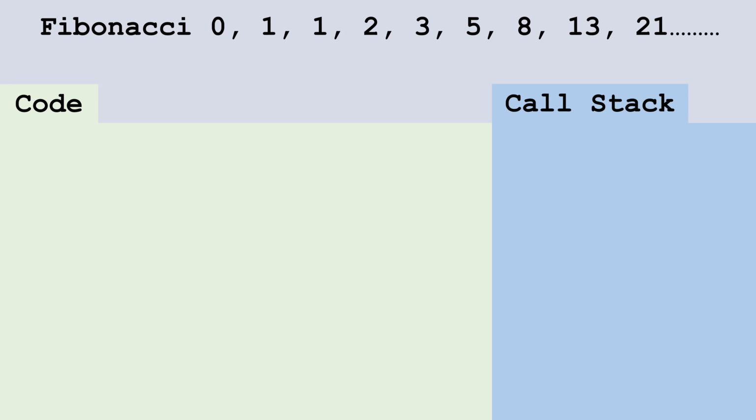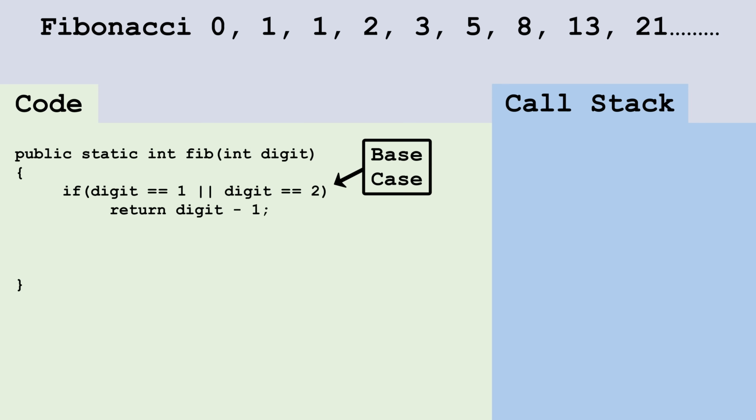Let's write some code to calculate the Fibonacci sequence recursively. First, we'll make a method that returns an int and takes in an int parameter called digit. The digit parameter will be what digit in the Fibonacci sequence we're looking for. In the body, we start by writing the base case. If we're looking for digit 1 or digit 2, we're simply going to return digit minus 1.